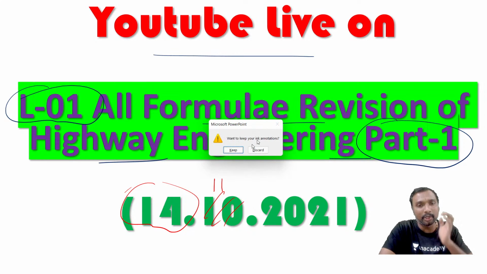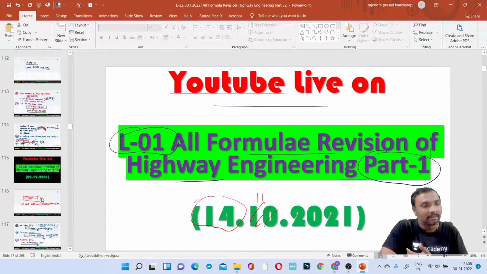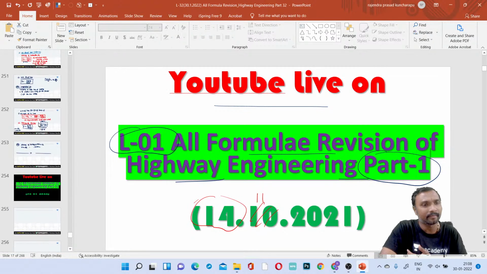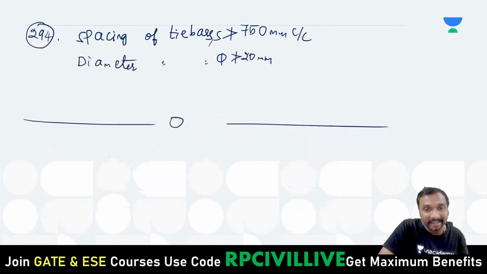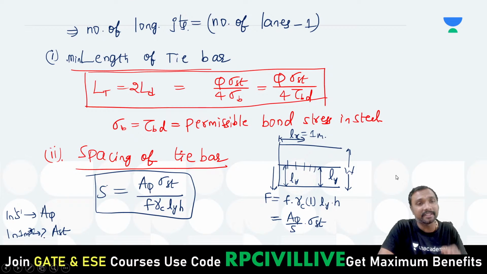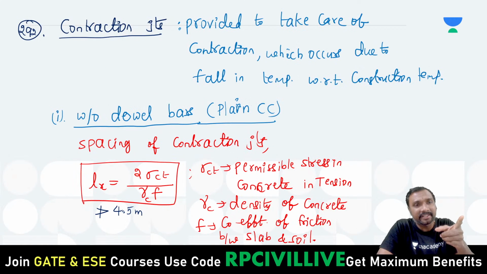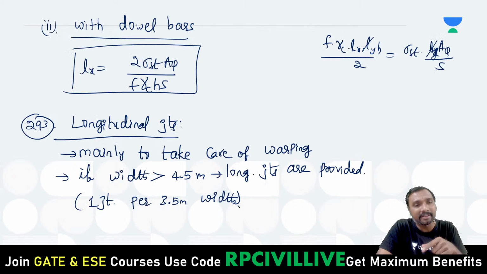Now we'll be continuing our discussion on this current session. What we were discussing in the last session was the spacing of these contraction joints. Yes or no? Spacing of contraction joints and length of tie bar. Design of expansion joints and design of contraction joints with dowel bars and without dowel bars.